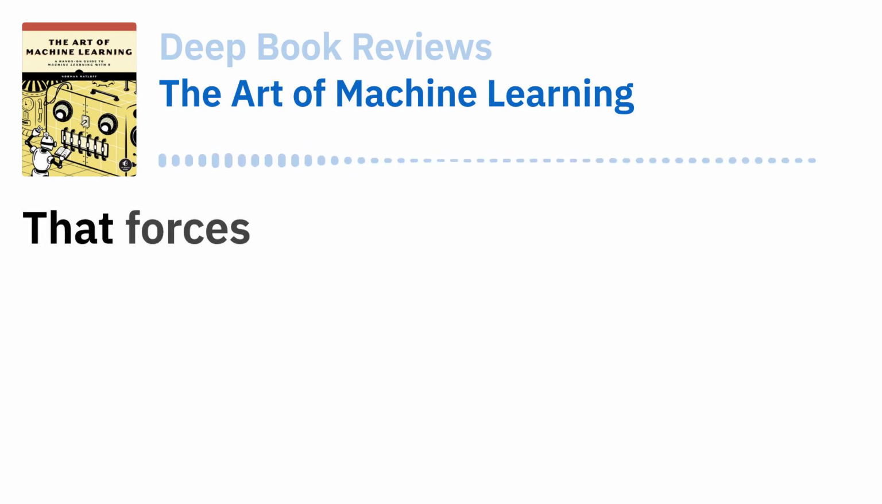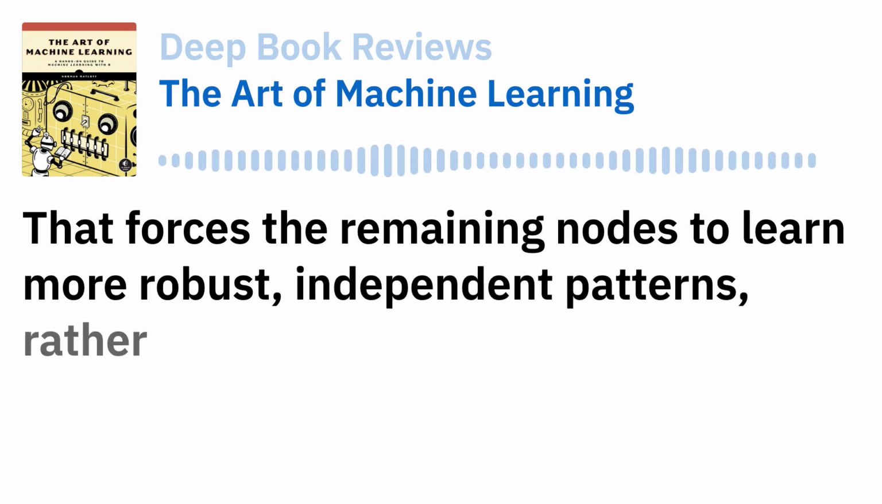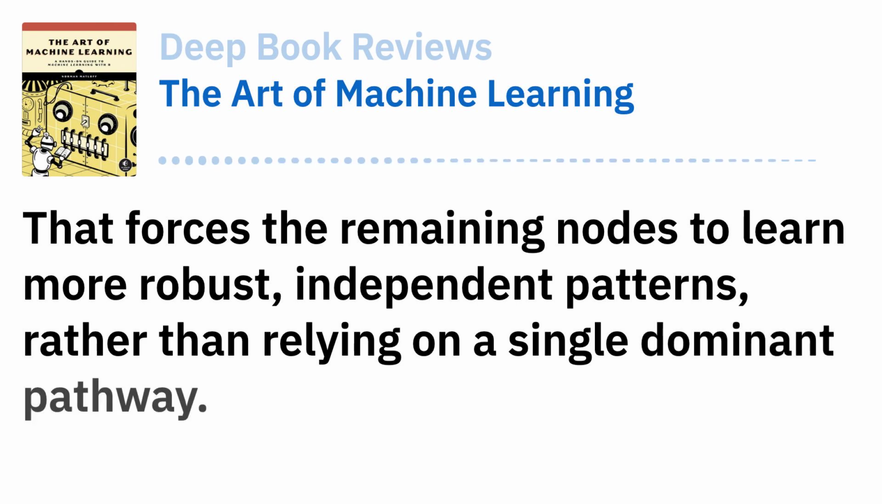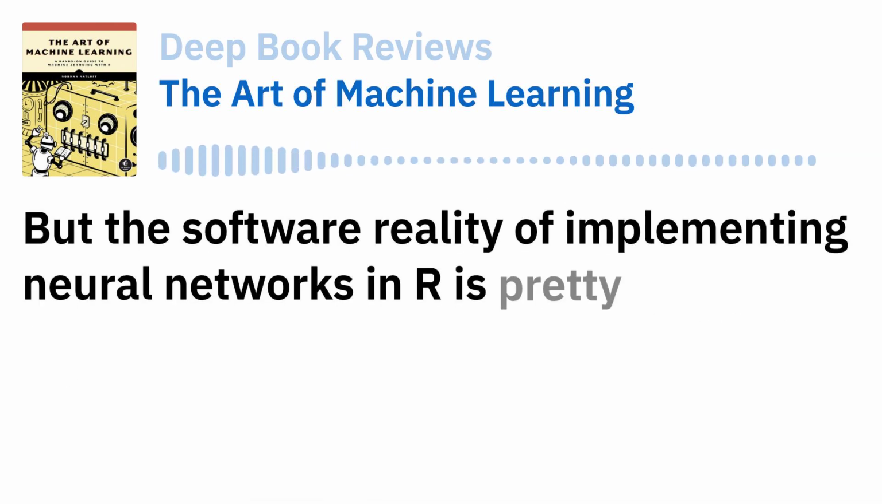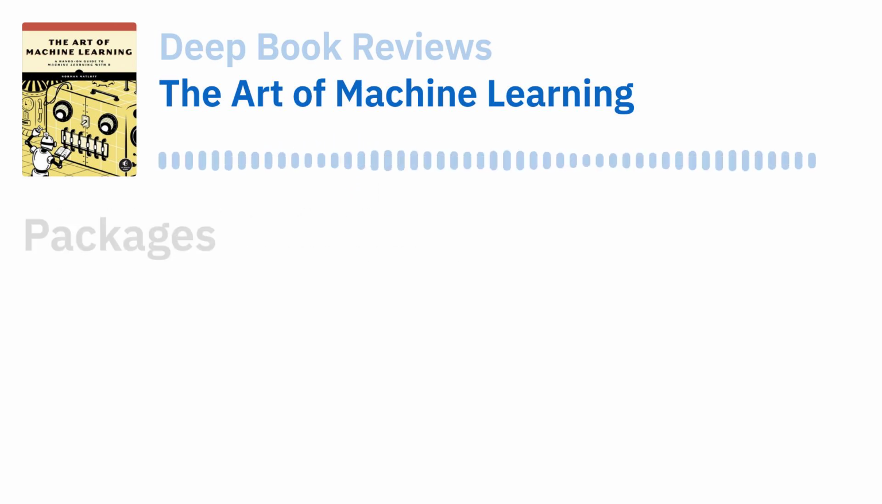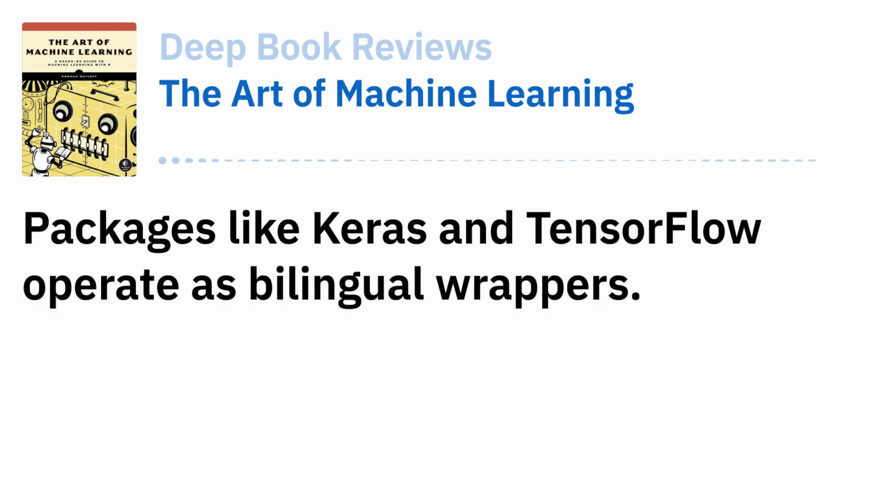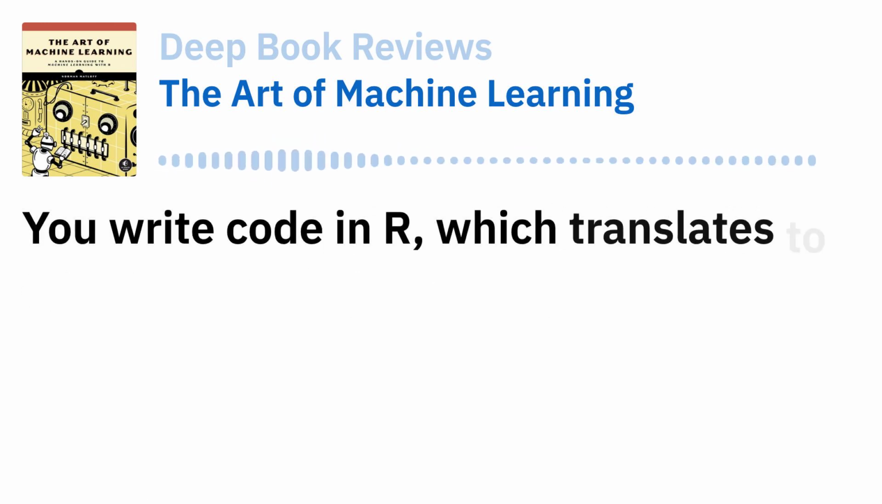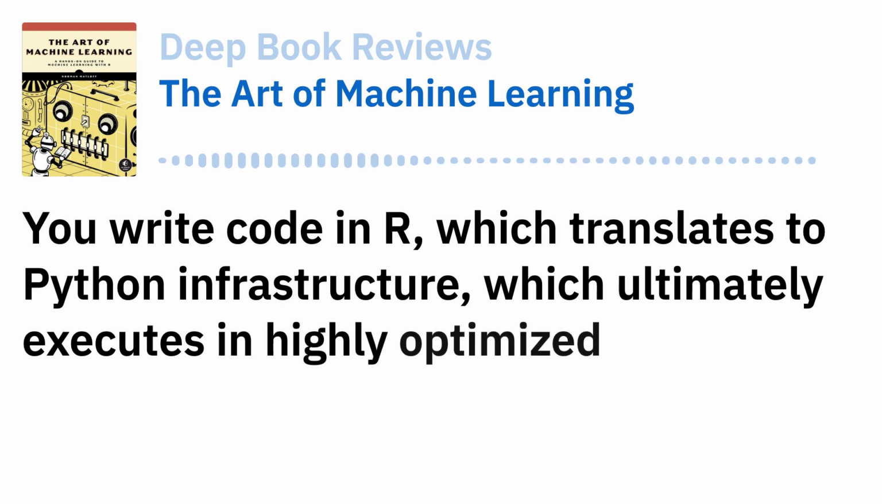Exactly. That forces the remaining nodes to learn more robust, independent patterns, rather than relying on a single dominant pathway. But the software reality of implementing neural networks in R is pretty complex. Oh, it's a headache. Packages like Keras and TensorFlow operate as bilingual wrappers. You write code in R, which translates to Python infrastructure, which ultimately executes in highly optimized C code.